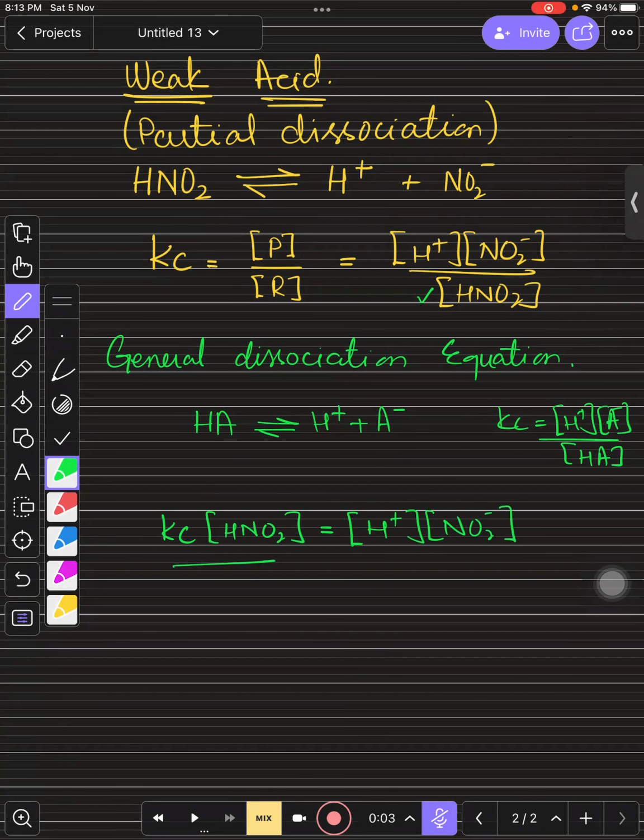Now these are two constants, so I am combining them to produce one new constant, and it is Ka. This is a new constant for you. This is the constant for weak acids. So you can say that Kc of a weak acid is Ka. Is that right, children?